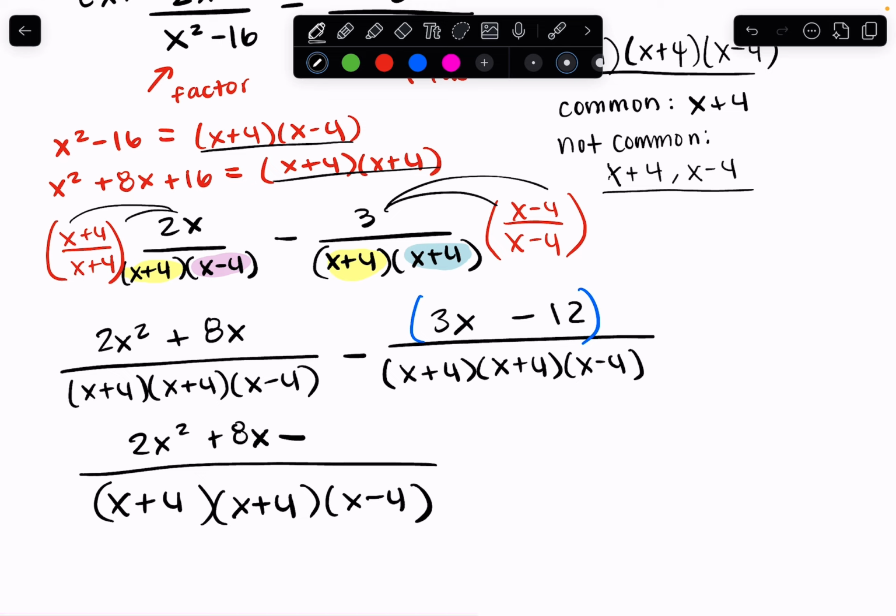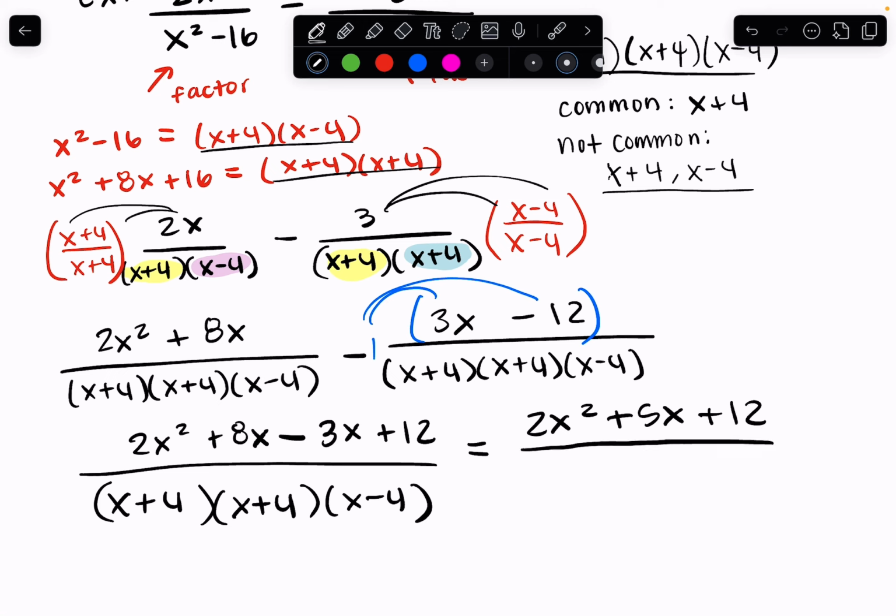okay, again, you're going to have to distribute. Again, we have an implied 1. So distribute that negative into that numerator. So negative 1 times positive 3x is going to be minus 3x. Negative 1 times negative 12 is plus 12. All right, and then you're going to go ahead and combine everything together. So we have 2x squared, 8x minus 3x is 5x, plus 12 over x plus 4, x plus 4, x minus 4.